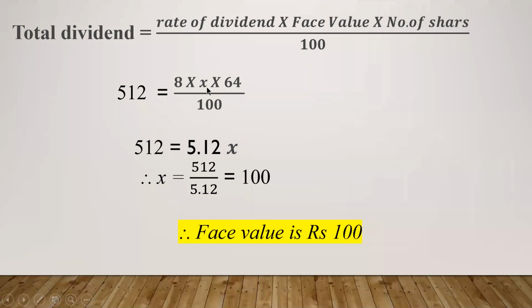You can do it by calculator. Now, if you have to find out the value of X, what will you do with this 5.12? You will shift this to the other side. When you shift, it will divide because there is multiplication in between these two. So 512 divided by 5.12 gives you 100. So the value of X comes out to be 100.